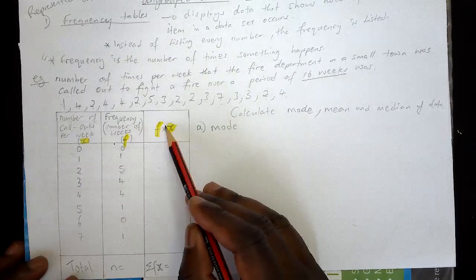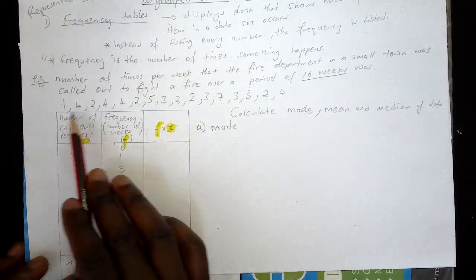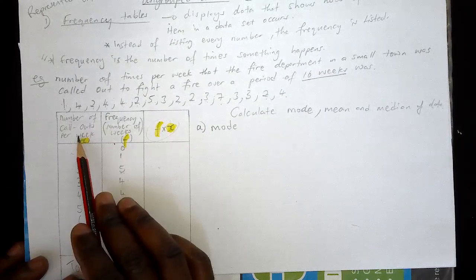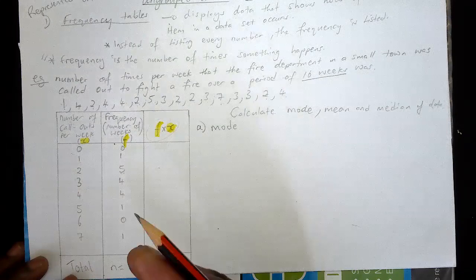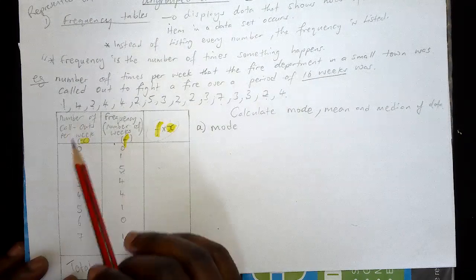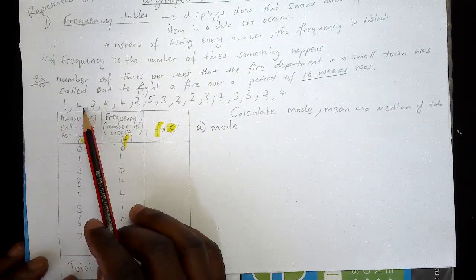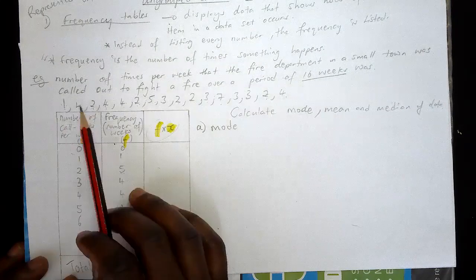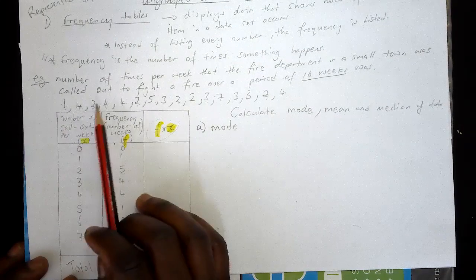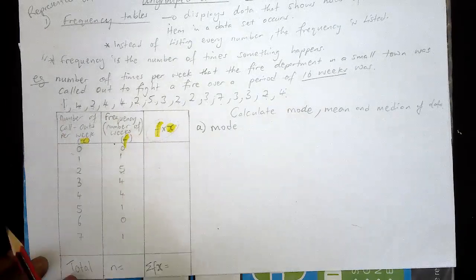Now we have this Fx. For Fx, we are multiplying the frequency and the number of call outs. Now we're calculating the total. How do we get to the total? Because we know that if we are to calculate the mean, for instance, we need to add 1 plus 4 plus 2 plus 4 plus 4. But what we're doing here is saying, okay, it's 4 times what? 1 times what? Times 1. So it goes on like that.